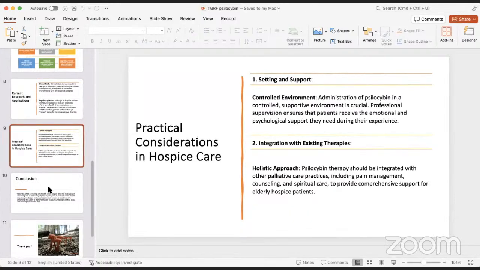Practical considerations in hospice care: settings and support. A controlled environment, as we said: administration of psilocybin in a controlled, supportive environment is crucial. Professional supervision ensures that patients receive the emotional and psychological support they need during their experience, something like chemotherapy sessions. Integration with existing therapies: a holistic approach. Psilocybin therapy should be integrated with other palliative care practices, including pain management, counseling, and spiritual care, to provide comprehensive support for elderly hospice patients.